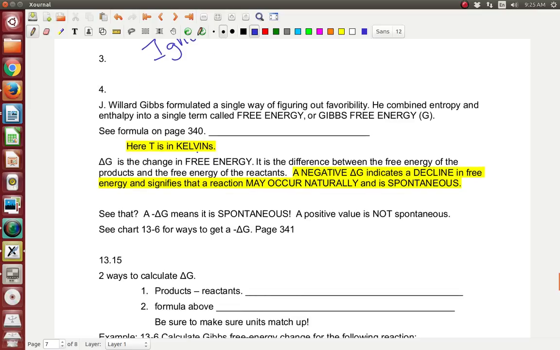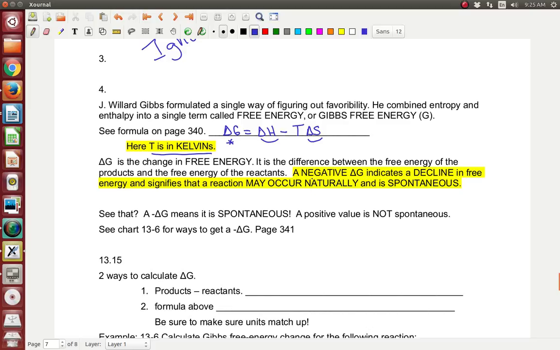J. Willard Gibbs figured out a way of putting entropy together with enthalpy and created a new formula. It's delta G equals delta H, which is that heat, the enthalpy that we've already talked about, minus the temperature times delta S. And the temperature is in kelvins. That's important. So this delta H we have calculated already. Delta S we just calculated. We can put them both into one formula and come up with Gibbs free energy.